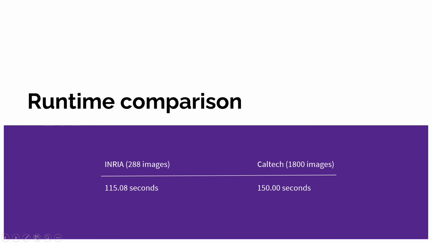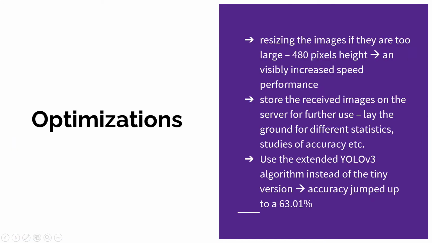One of the optimizations which we have performed and which has helped our application perform better was resizing the images whose height was larger than 408 pixels. This visibly increased the performance of the application. We have also stored the received images on the server for future use. This can be used to study accuracy but also for statistical purposes.